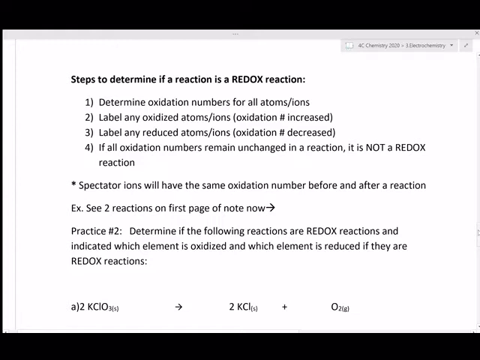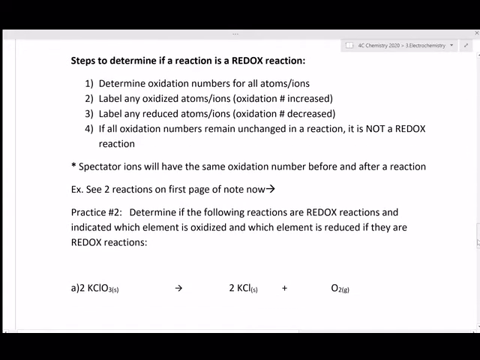So for the entire reaction, we're going to do a whole bunch of those mini questions that I just demonstrated 2 of for you. And then we're going to figure out what substance may be oxidized and which one may be reduced. And then we can say it is a redox reaction.